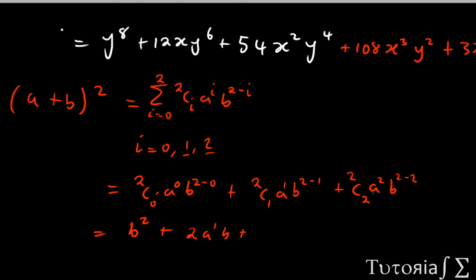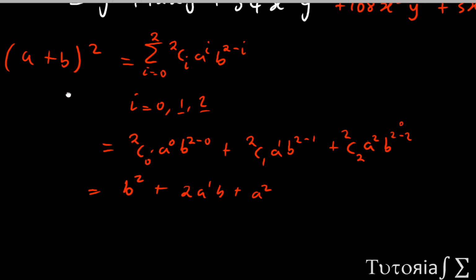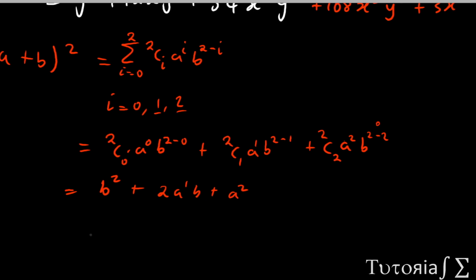So 1 times a raised to the power 2, which is just a squared. Then 1 times what we have here, b to the power 2 minus 2, that would be 0, and b raised to the power 0 is simply 1. So we just have 1 here, which is just a squared. So now simply putting it, a plus b to the power 2 will be equal to b squared plus 2ab plus a squared. So you can try this, you're going to get the same answer.